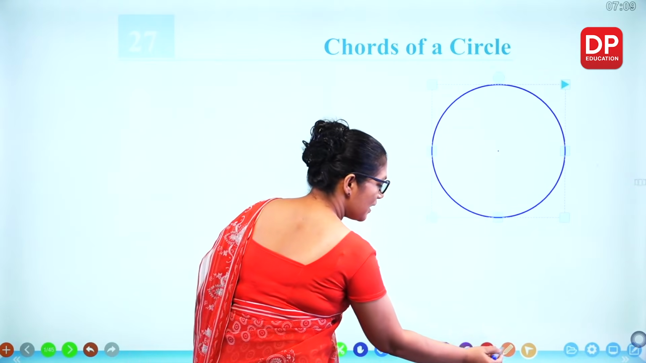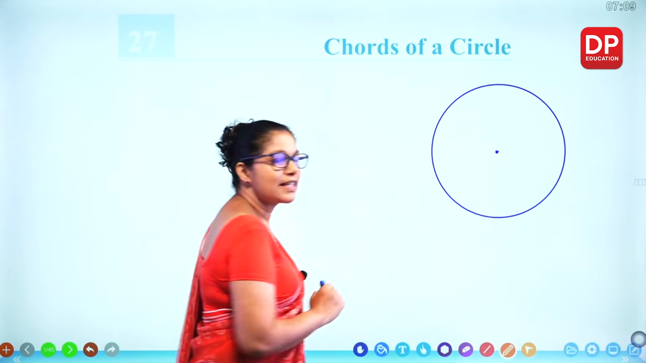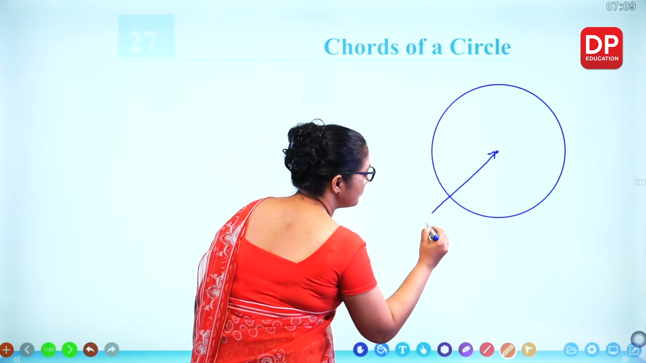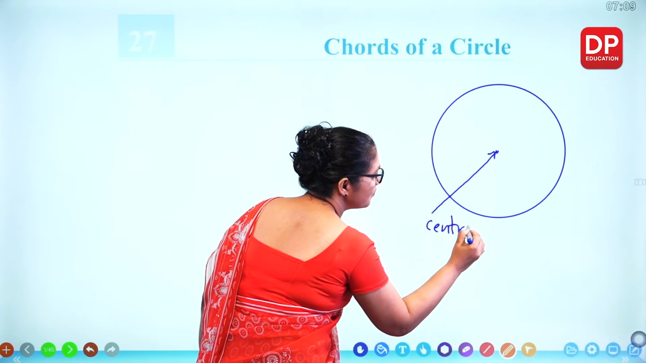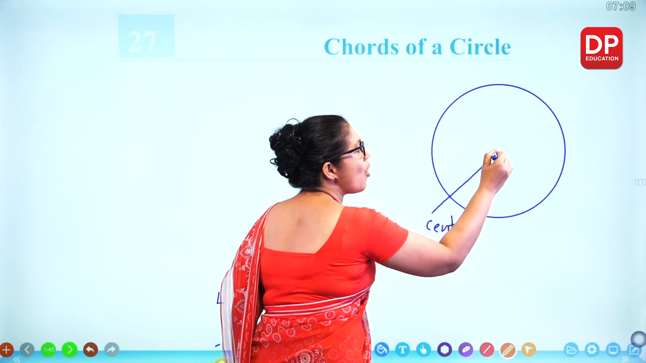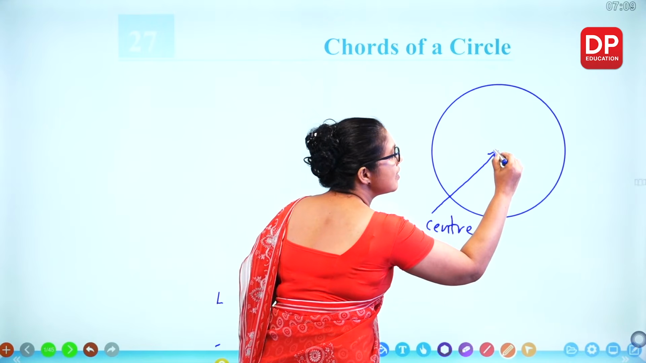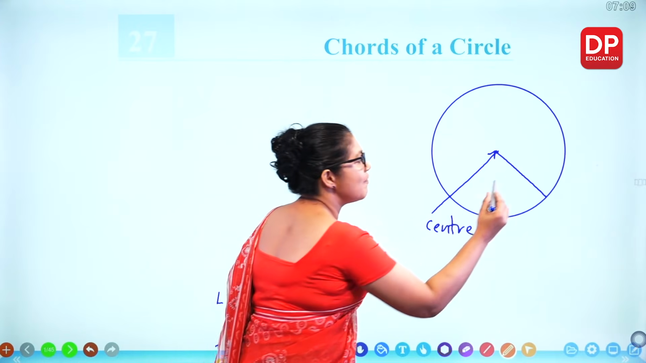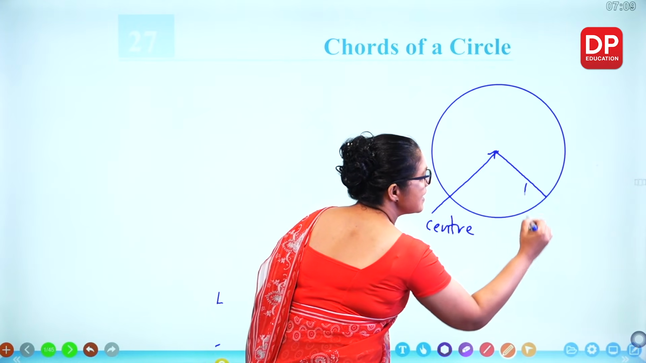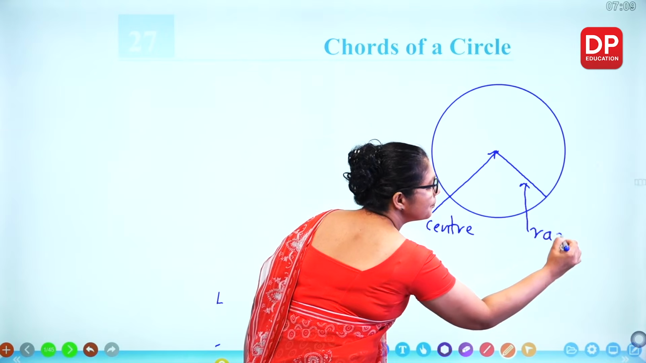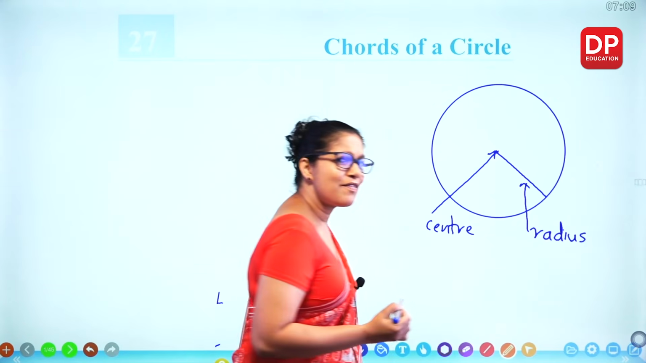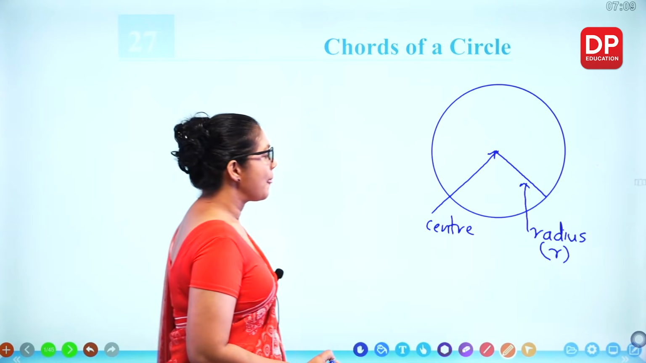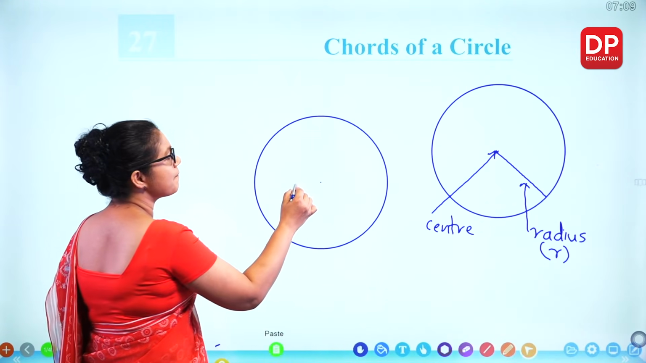What do you call this point? We call it center. What's the line joining from the center to any point on the circle? We call it radius. What's the letter we use for radius? We use simple R.